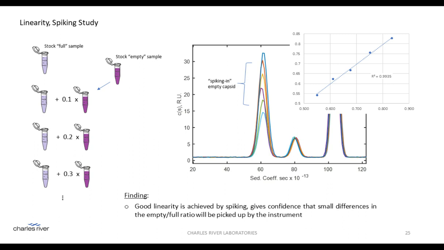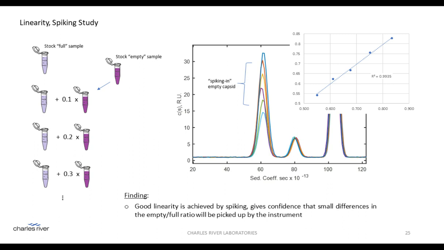By adding known amounts of empty to a fixed and also known amount of full capsids, we have the ability to challenge the AUC assay in its capability to have a linear response to a change in the amount of one species relative to another, which remains relatively fixed.